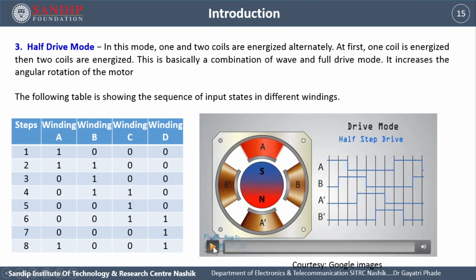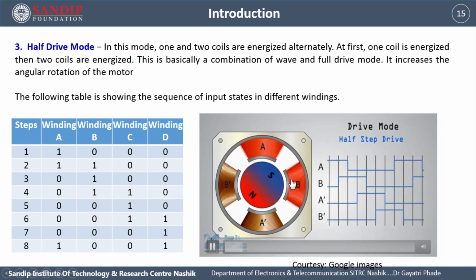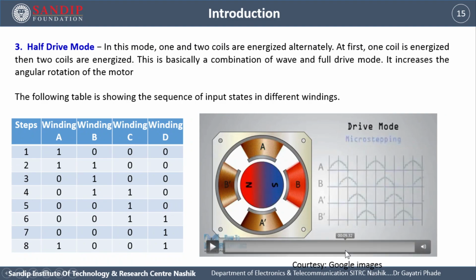You can see over here how the coils are energized: 1, 2, 3, 4, 5, 6, 7, 8. See it again. In this way the coils are energized and the stepping sequence is given to the stepper motor.